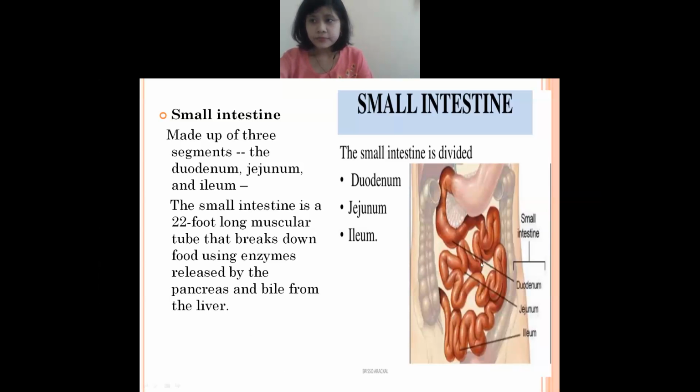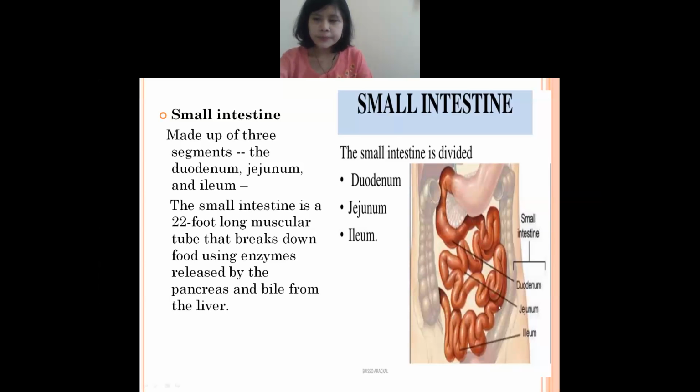Thank you, ma'am. And in the next part you will find the functions. The jejunum and the ileum have different functions. So the first one, that is the duodenum. What is the function of the duodenum? The function of the duodenum is that it will break down all the food which is coming from the stomach into smaller particles.